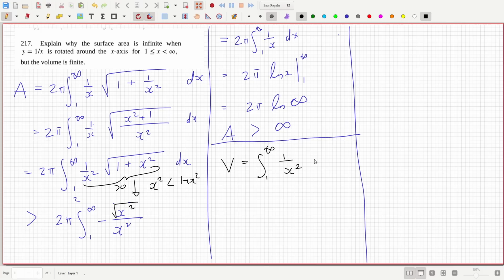Integrate the function squared. So that's increase the power by 1, divide by the new power. Put in infinity and I get 0. Oh yeah, let's not forget the pi. Put in the infinity, that's 0. Put in the 1, and that would be 1. So the volume is pi, which is finite. Okay, so I think the only trick here is just that inequality there.